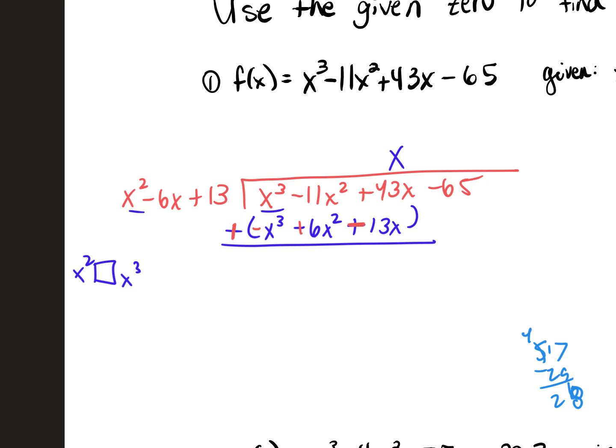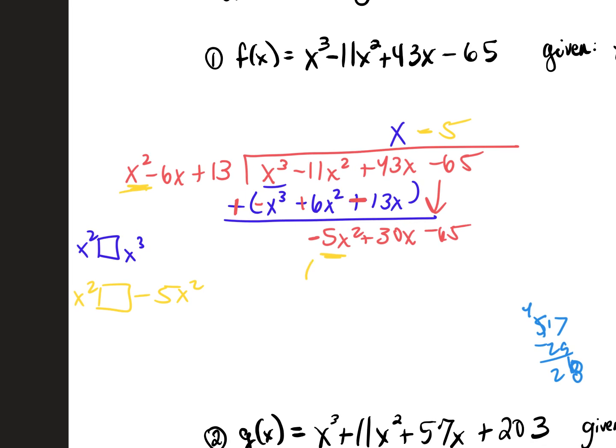So 43x minus 13x is going to give me 30x. Negative 11x squared and a positive 6x is going to give me negative 5x squared. This is a plus there, and then I bring down my negative 65. So, for a different color, first term into first term, x squared times what gives me negative 5x squared. It's going to be a negative 5.